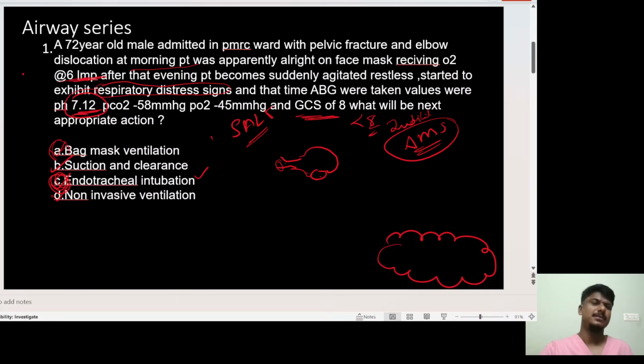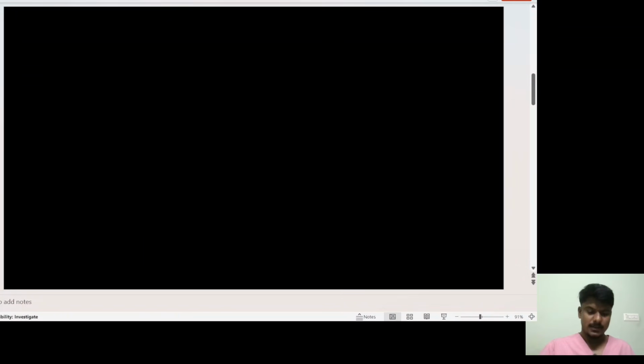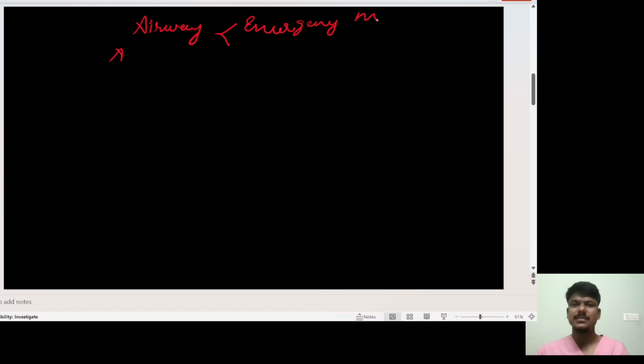So coming to the airway management, there is a sequence here. How are we going to manage the airway? So there are two different management. One is emergency management.